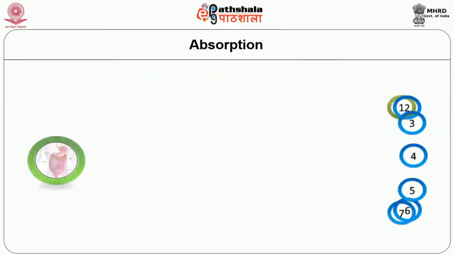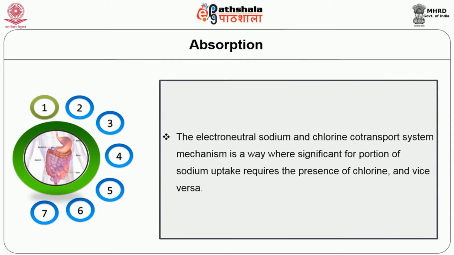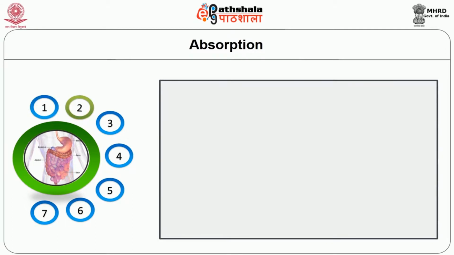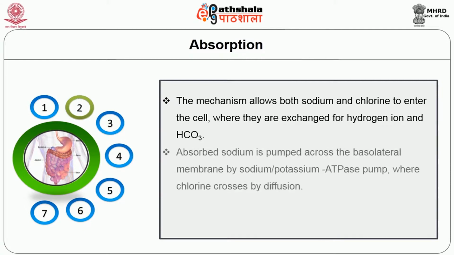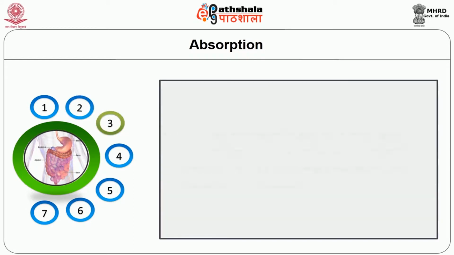The electroneutral sodium and chlorine co-transport system is a mechanism where a significant proportion of sodium uptake requires the presence of chlorine and vice versa. The mechanism allows both sodium and chlorine to enter the cell, where they are exchanged for hydrogen ion and HCO3. Absorbed sodium is pumped across the basolateral membrane by the sodium-potassium ATPase pump, while chlorine crosses by diffusion.